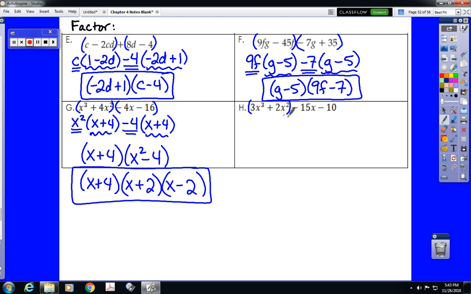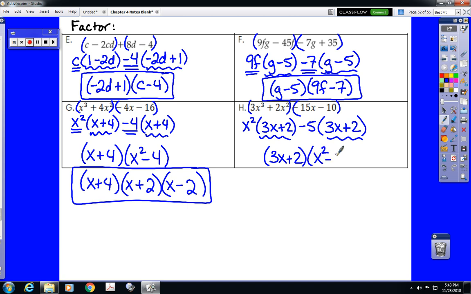Finally, on letter H, we group. Take out the greatest common factor, which would be x squared, leaving 3x plus 2 for the first one. Since we need that to be a plus and it's currently a minus, we need to take out a negative 5, which would be 3x plus 2. That means our two binomial factors are 3x plus 2 and x squared minus 5.